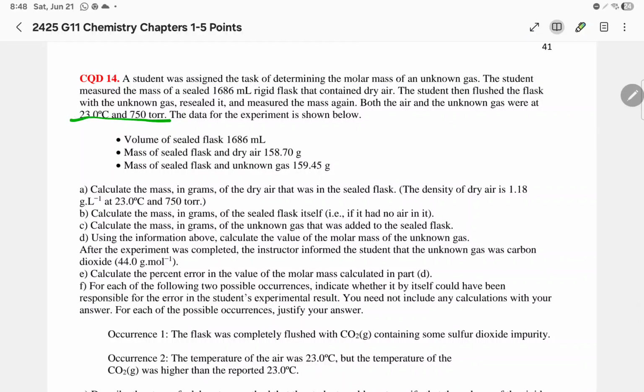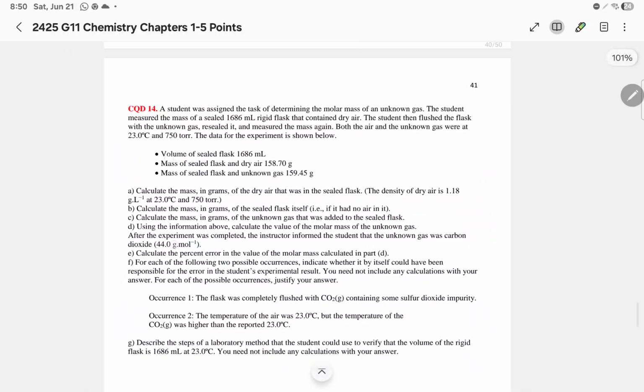What is torr? I will find out now. Okay, so torr turns out to be another type of measurement, where 1 torr equals 1 millimeter Hg. So this is 750 millimeters Hg, which, by the way, to convert to atmosphere, you need to divide by 760. So the volume of the sealed flask is 1686. The mass of the sealed flask and the dry air is this. And the mass of the unknown gas with the sealed flask is this. Calculate the mass in grams of the dry air that was in the sealed flask.